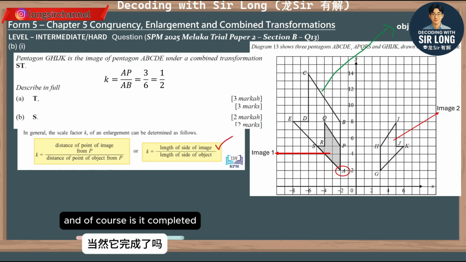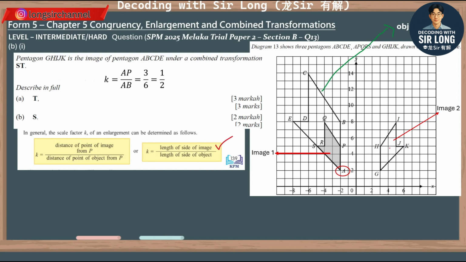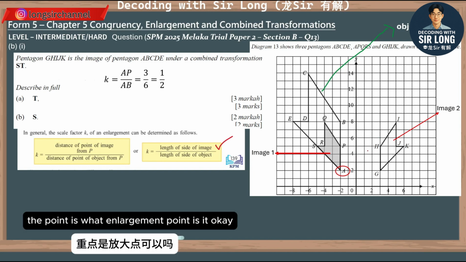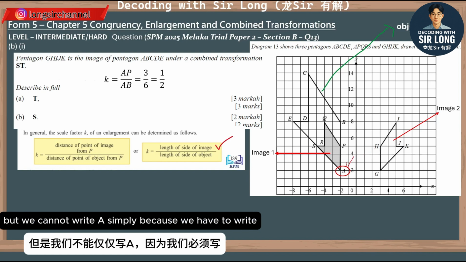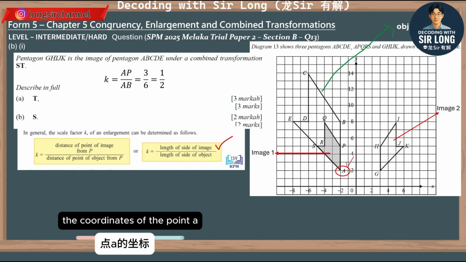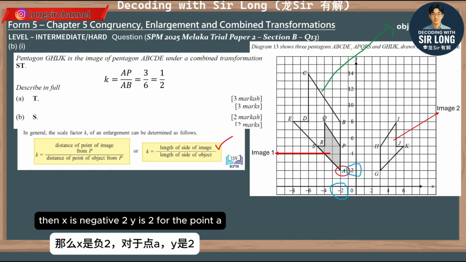And of course, is it completed? Not really, because we have to find the point. The point is what? Enlargement point, is it? Okay? To be honest, obviously, we can find that the enlargement point is A. But we cannot write A simply, because we have to write the coordinates of the point A. Then how should I write? Still, I help you all to read the coordinates together. Then x is -2, y is 2 for the point A.